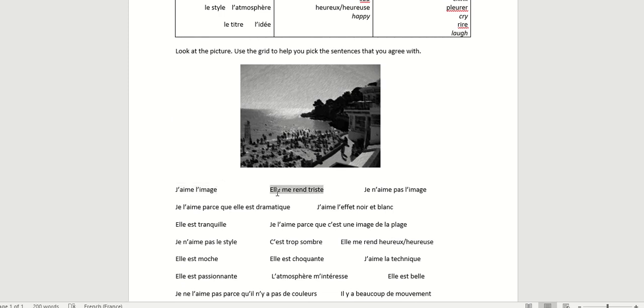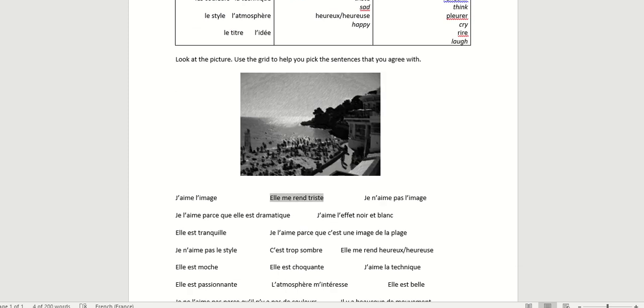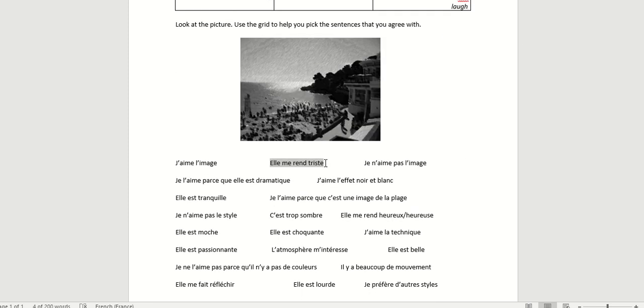Elle me rend triste. Oh, that's it. Some things me. Which one was that? Oh, I'll check in the box. It makes me sad. I suppose so, because I've been working on this for about 20 minutes now and I've had enough. It's nearly time for geography. Elle me rend triste, so you can tick that one.